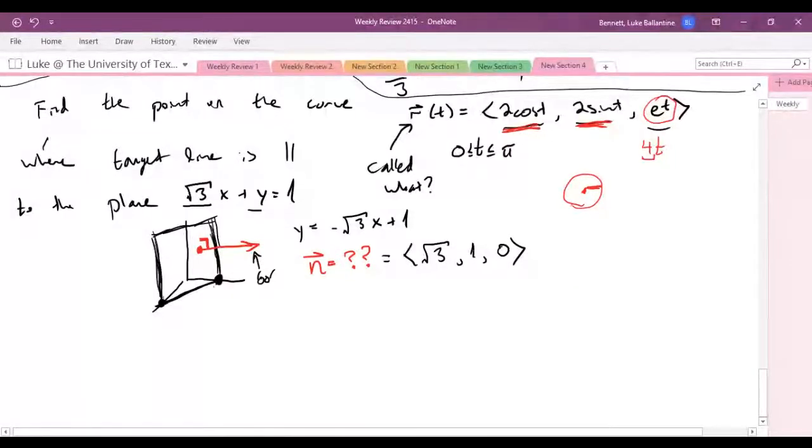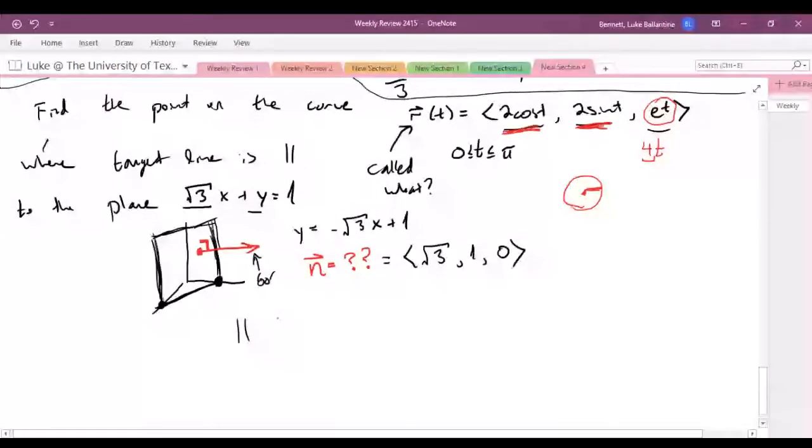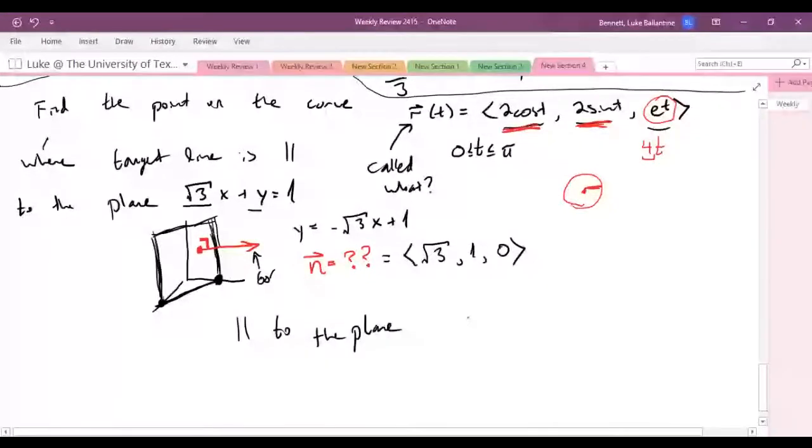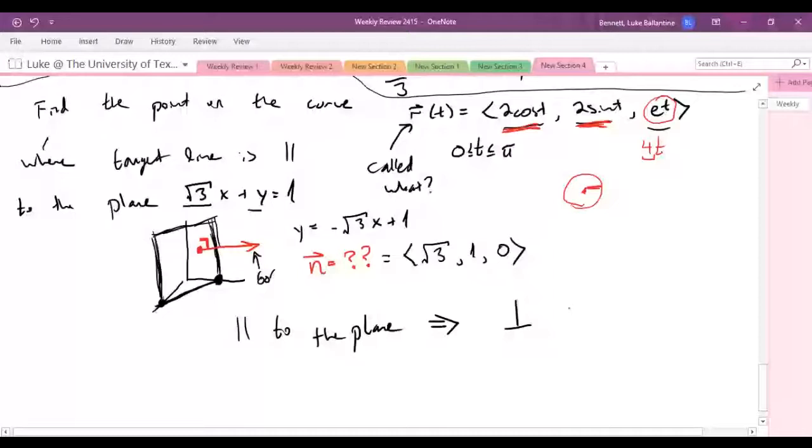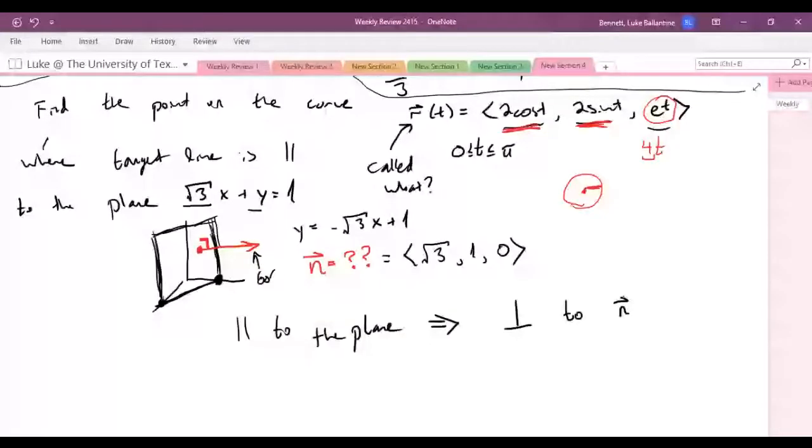Yeah. So if we're tangent line parallel to the plane, this means orthogonal to n. Orthogonal to the plane, parallel to the plane, so we're orthogonal to n. So now what we do is we just take a derivative of our helix. r prime of t is equal to, and what do we get?